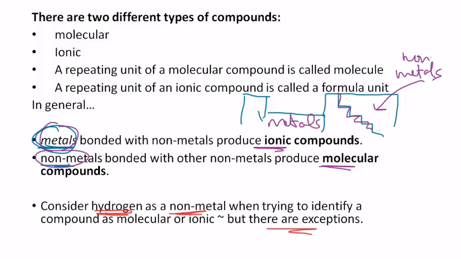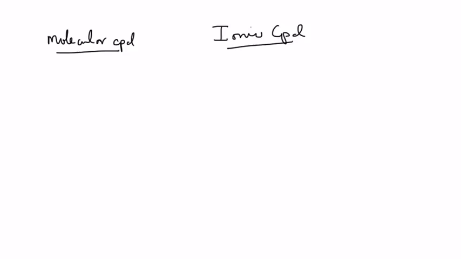So let me see if I can pull this up. I put together a little flow chart. On the left it's molecular compounds, and on the right it's ionic compounds. One of the things I wanted to say right off the bat is that molecular compounds and covalent compounds are synonyms for the same type of compounds.